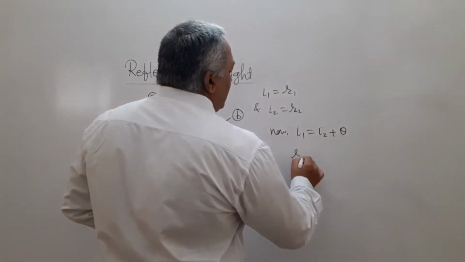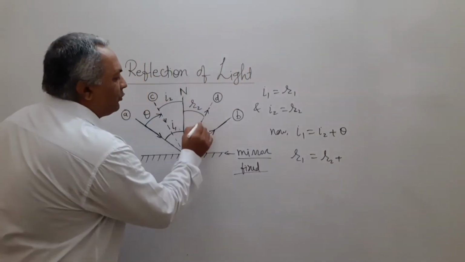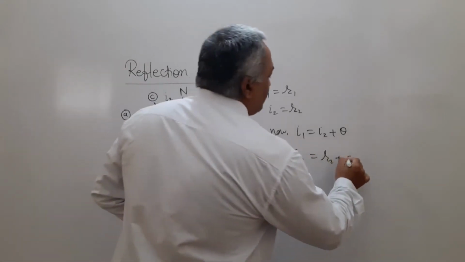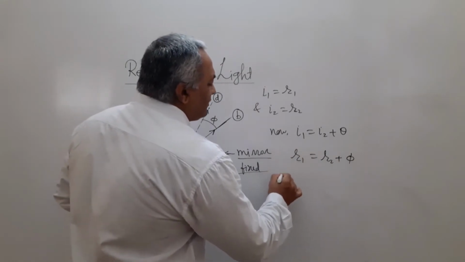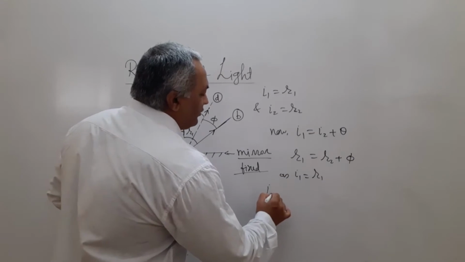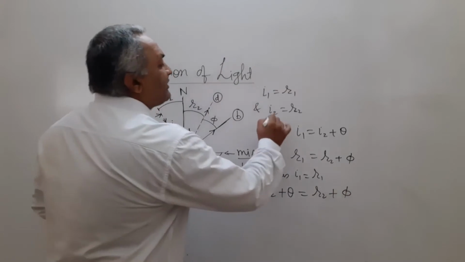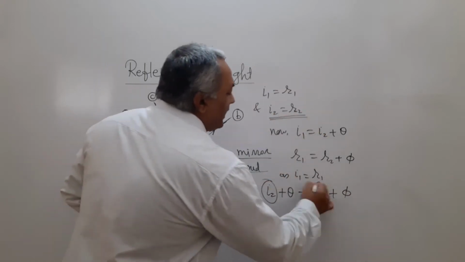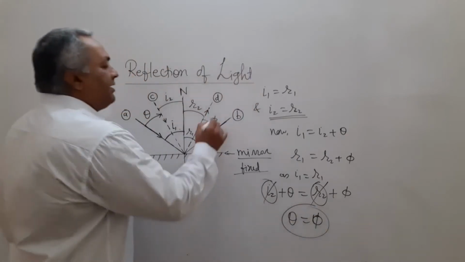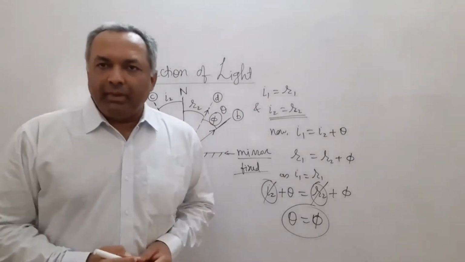Likewise, angle R1 can be written as angle R2 plus this angle, let us call this angle phi. Now, as I1 and R1 are equal, I2 plus theta is equal to R2 plus phi. Because I2 and R2 are equal, we can cancel them out, which gives us theta equal to phi, meaning that this angle phi is equal to angle theta.